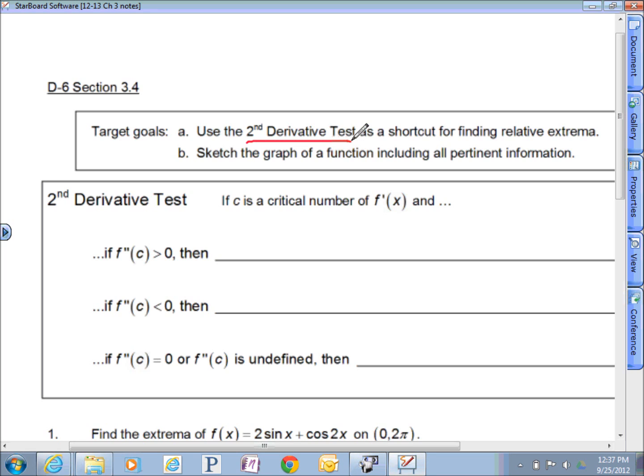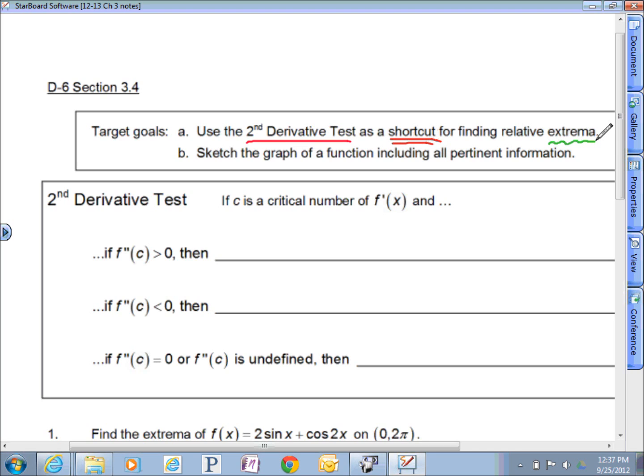What a lot of people will think is that the second derivative test means that you're doing something with the second derivative. Well, the truth is it's a shortcut for finding relative extrema. And I'll highlight the word shortcut because I know how much we like that. But the key word here, you guys, is we're finding extrema. We're not finding anything about concavity or anything like that.